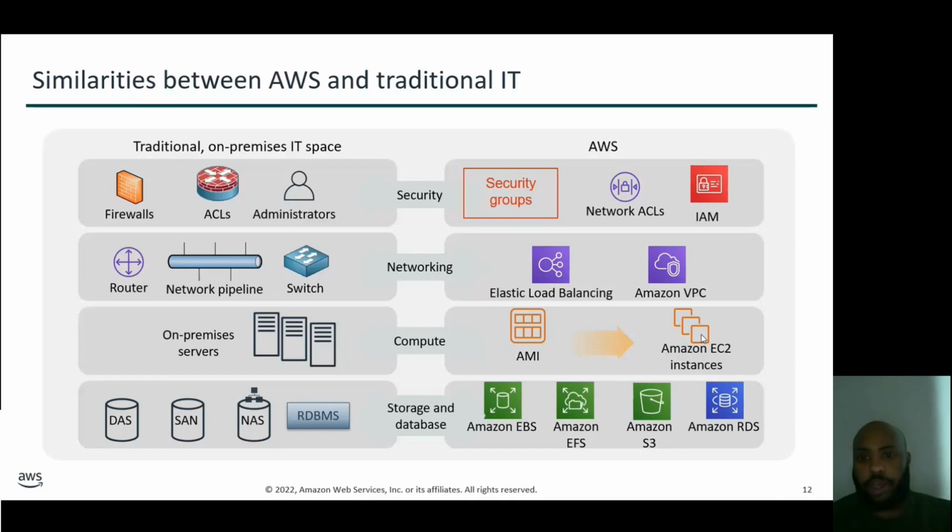There are more than 230 different services provided by AWS. We just want to understand how the cloud in general works, and then we're going to see each component.